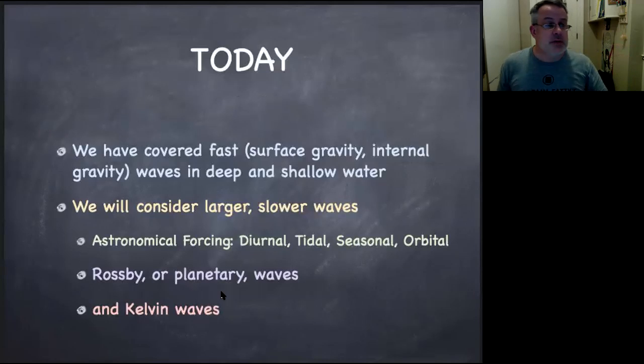Okay, so today we've covered fast waves, that is surface gravity and internal gravity waves, in deep and shallow water. We're now going to consider larger, slower waves. They come from astronomical forcing, so we need to get a handle on how diurnal, tidal, seasonal, orbital forcing works, what Rossby and planetary waves are, and what Kelvin waves are.